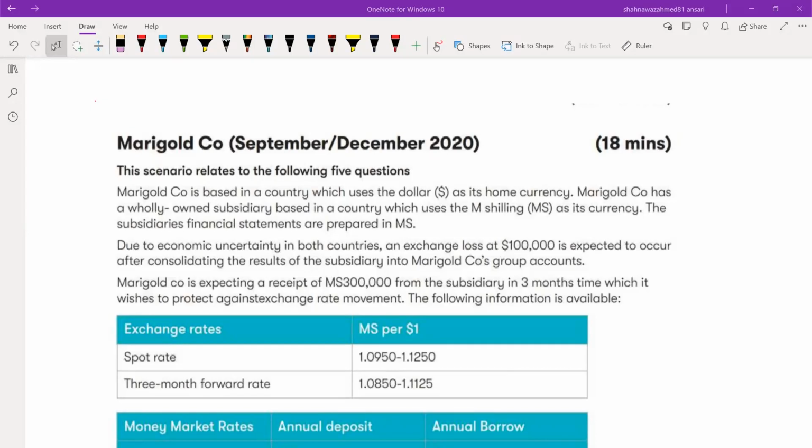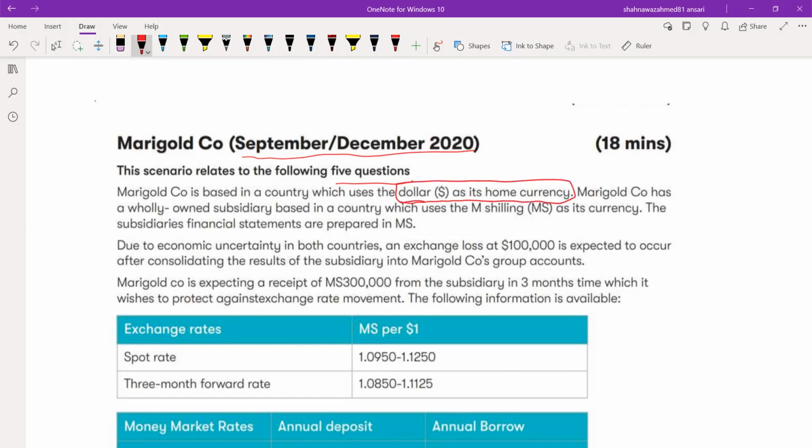So this is a typical exam question, and it is basically a September/December 2020 exam question. The scenario relates to 5 questions. Marigold Co is based in a country which uses the dollar as its home currency. So this is the domestic currency, USD.